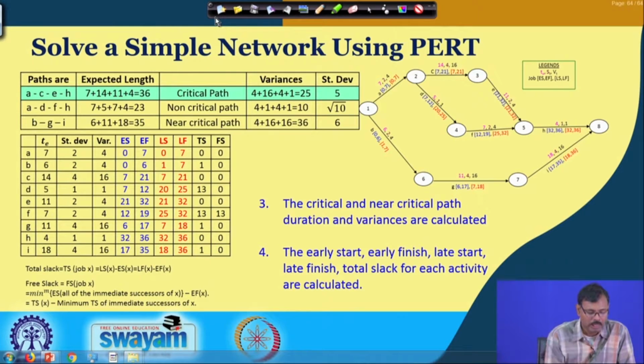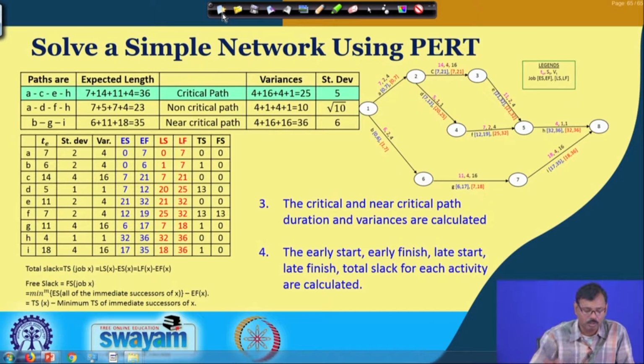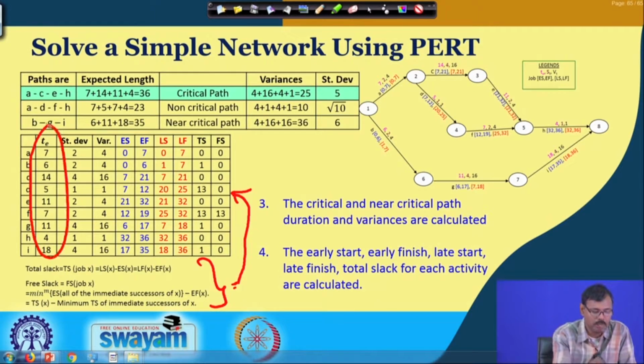determination of the total slack. Free slack, basically, is the minimum of the early start times of all the immediate successors of job x minus the early finish time of job x. It is only associated with the f job, so free slack is available with the f job only, and it is equal to the total slack. This is the formula given here, which is used in the deterministic approach or critical path method analysis also, considering the mean time. Early start, early finish, late start, late finish, total slack and free slack are computed and presented.